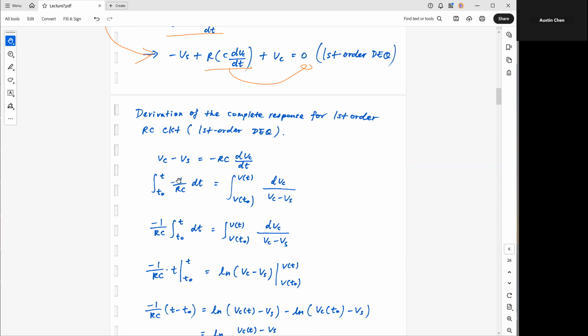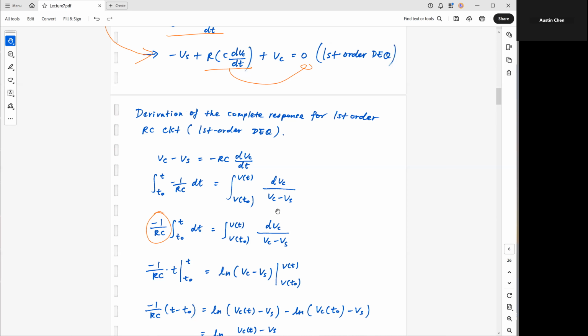Okay, and now I have this constant, I can take it out. So take out the constant term, and then I simply do an integral of dt. So I get t here, evaluated between t0 and t. On the right side here, this is 1 over VC minus VS, so you can look it up.